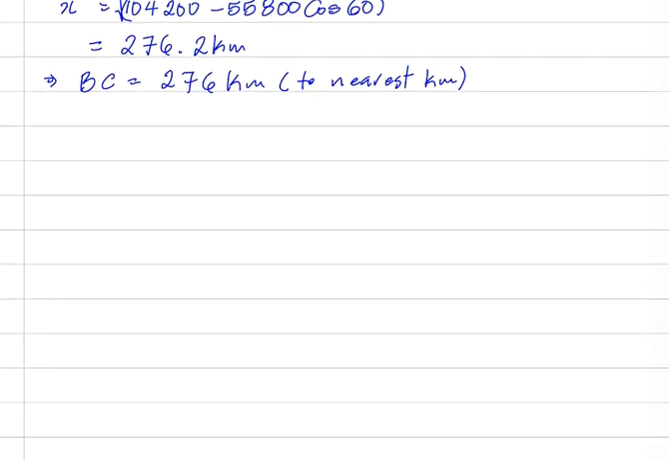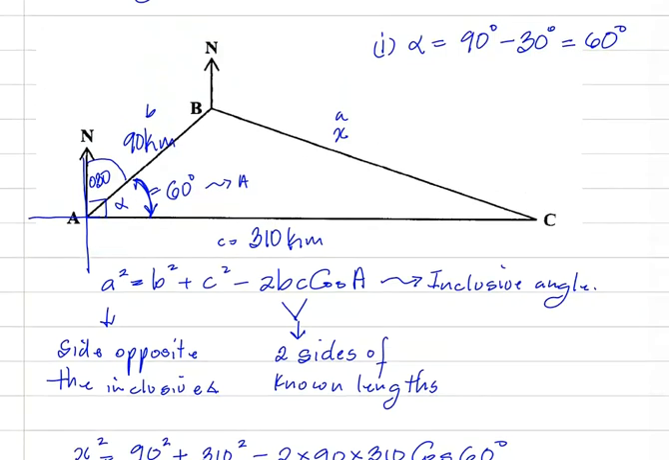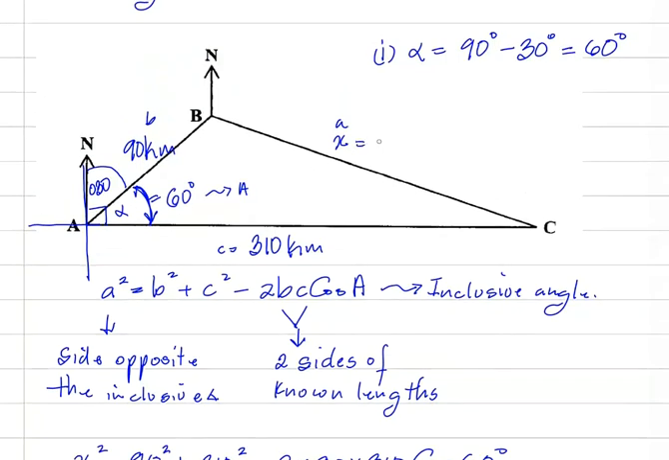All right. So the next thing we're asked to find is to calculate, to the nearest degree, the measure of angle ABC. So back up to the diagram. We just found this distance here to be 276 kilometers. And now we're asked to find angle ABC, which is this angle here. I'm going to call it theta.